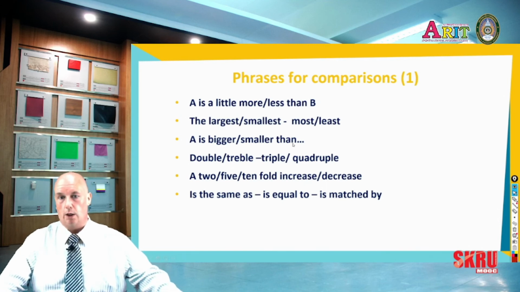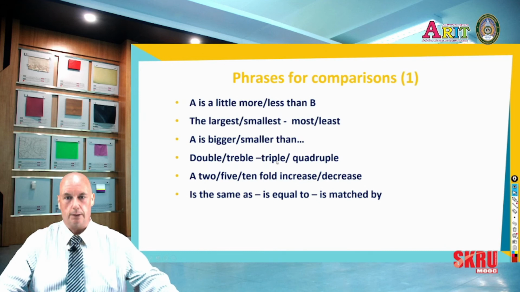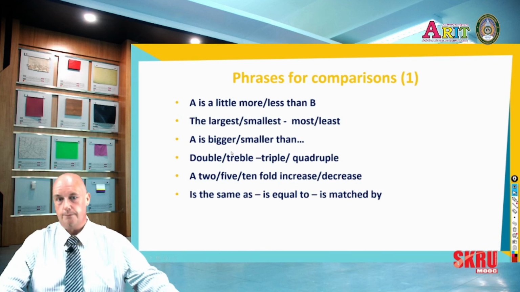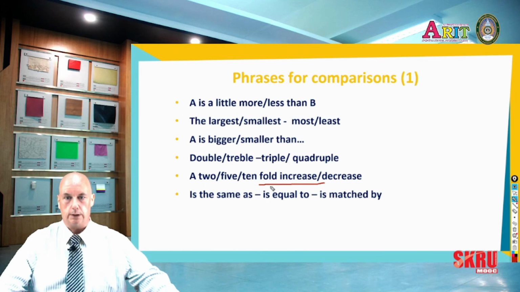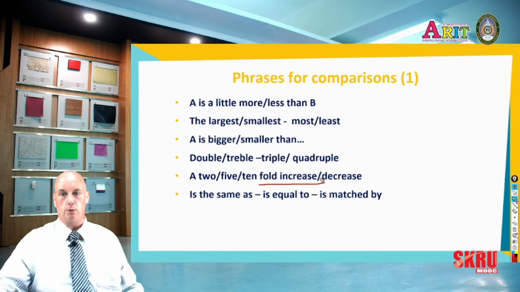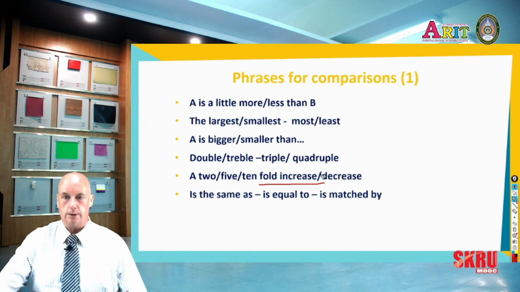A is bigger or smaller than. Double, treble, triple. Treble and triple basically mean the same thing. You can use either one. Quadruple. Double times 2. Treble times 3. Quadruple times 4. We also use a fold increase or decrease to mean a multiplication. A 2-fold increase. A 5-fold increase. A 10-fold increase in sales over the past 5 years.